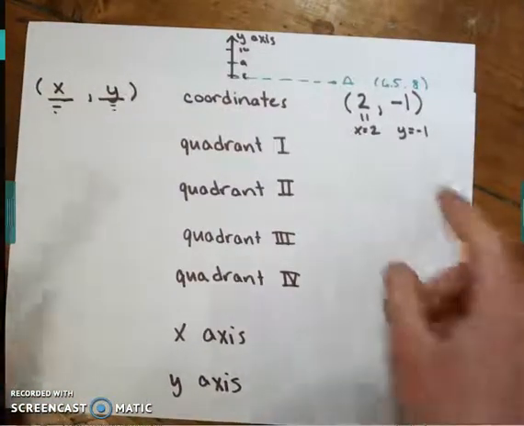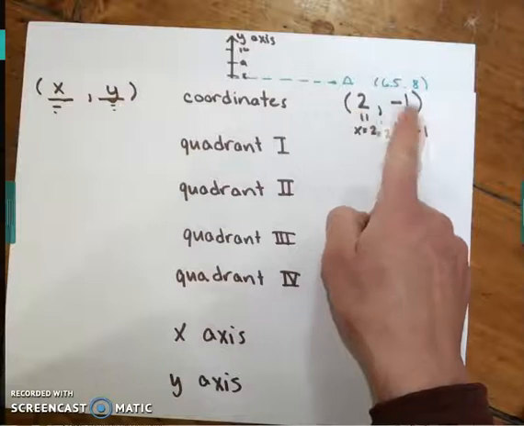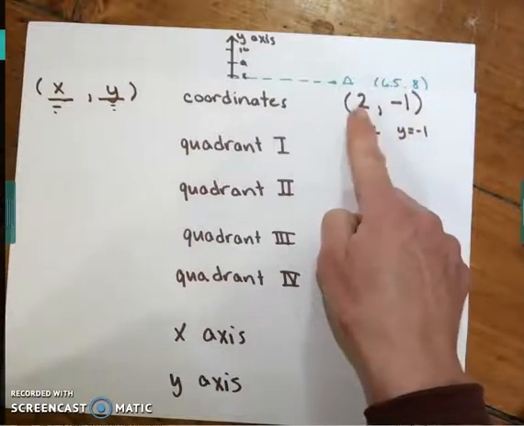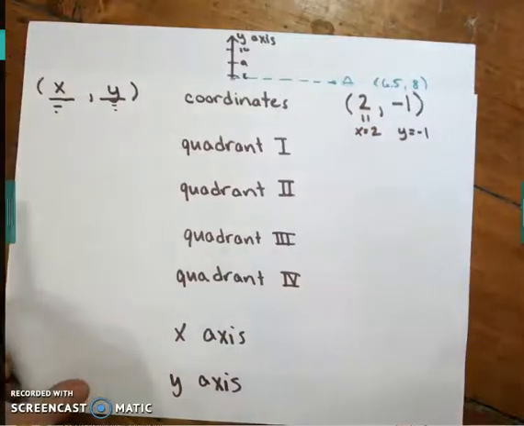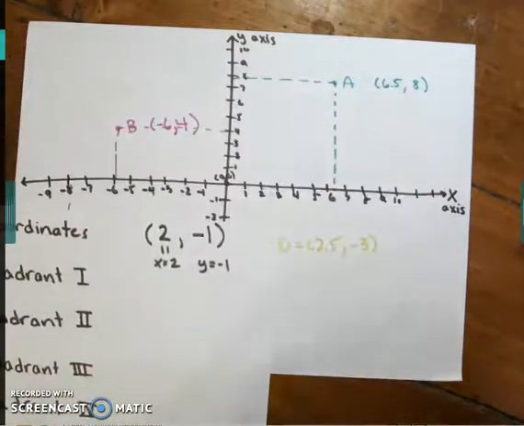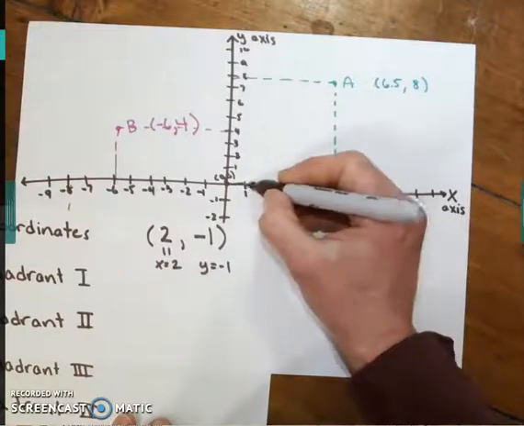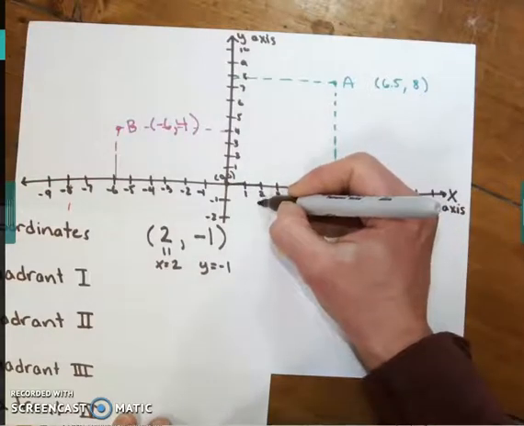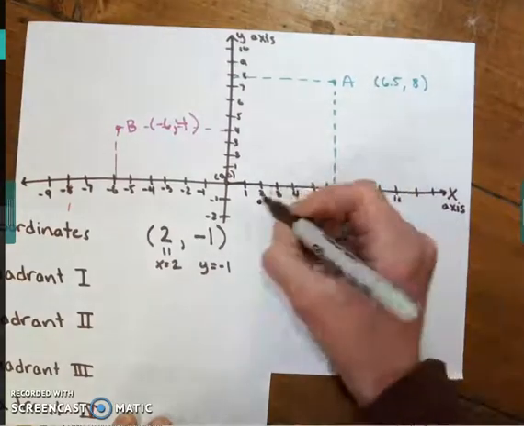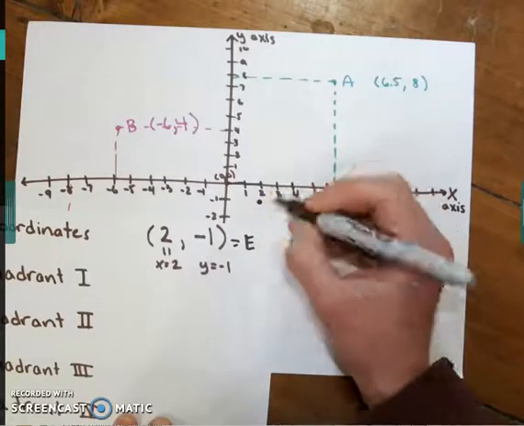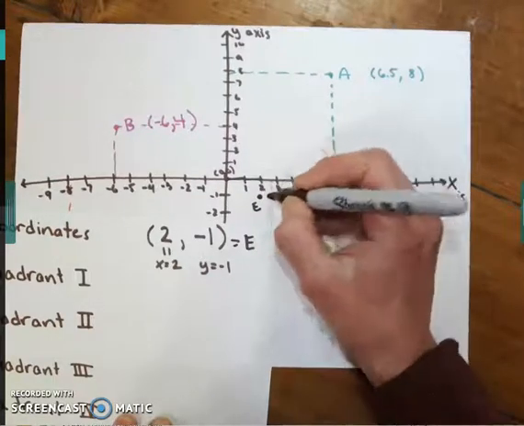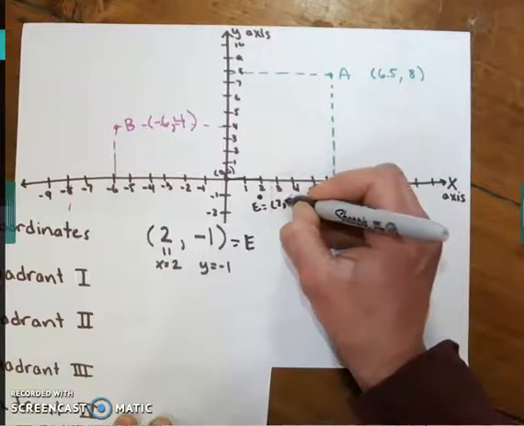So now let's come back to this example and see if we can graph it. So if I start with the coordinates, can I find it? This means go 2 in the x direction and -1 in the y direction. So to do it, I go 1, 2 in the x direction and -2 in the y direction. So this point, let's call it E, is 2, -1.